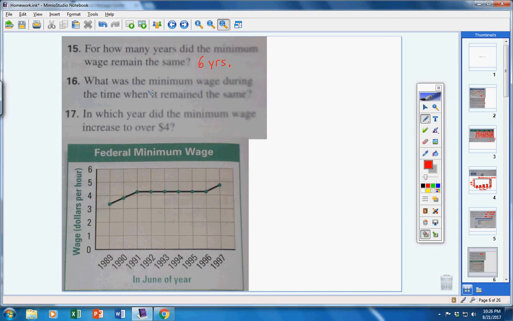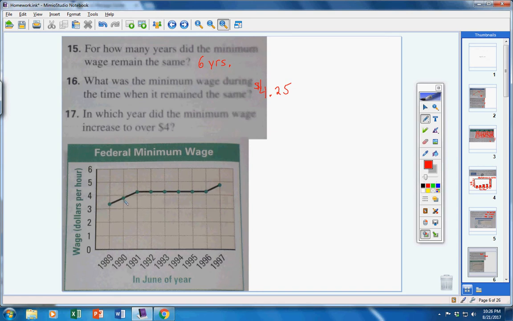16, what was the minimum wage during the time when it remained the same? Well, it looks like about $4.25 to me. I mean, here's $4. Here's 5. Right in the middle is $4.50. That's about right in the middle of the middle, so I'm going to say $4.25.